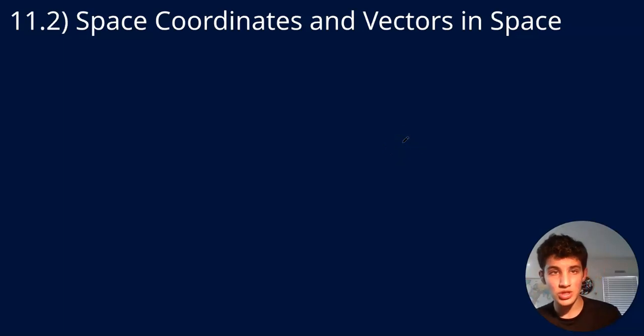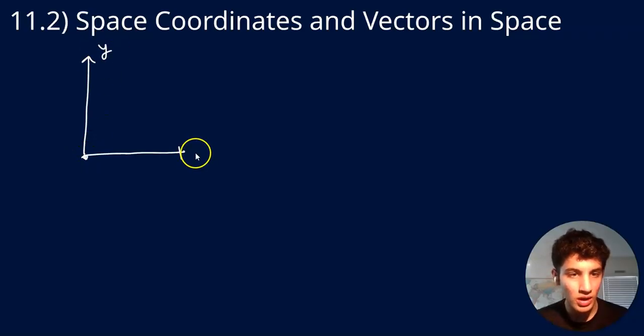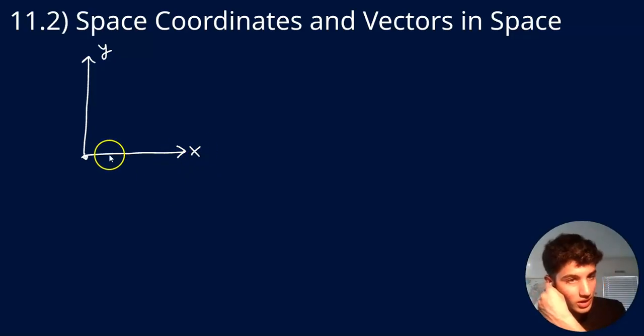Now we're going to look at space coordinates and vectors in space. First thing to understand are space coordinates, and they're very, very similar to the rectangular coordinates that we've looked at thus far. So quick reminder on that, that's just the regular XY plane that we talk about. Except now in space, we've got another dimension, right? We've also got the Z direction, right? X, Y, Z. And one way to represent that is like this.